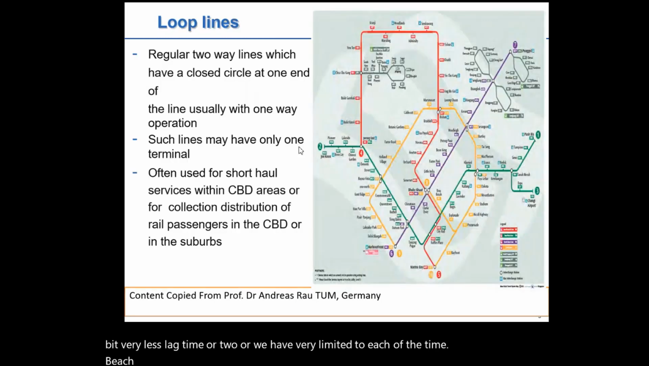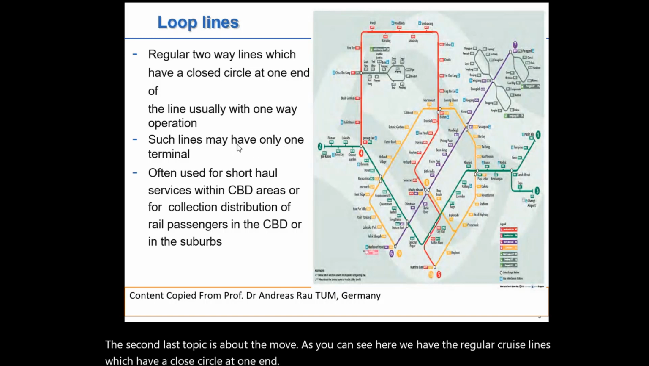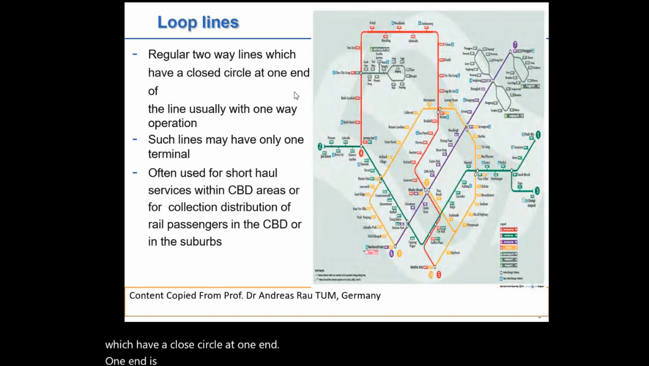The second last topic is about the loop lines. As you can see here, we have the regular two-way lines which have a closed circle at one end. One end is completely closed, here, like that. So all those are the loop lines, and they only provide one-way operation.